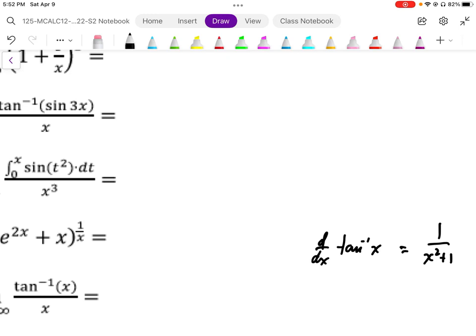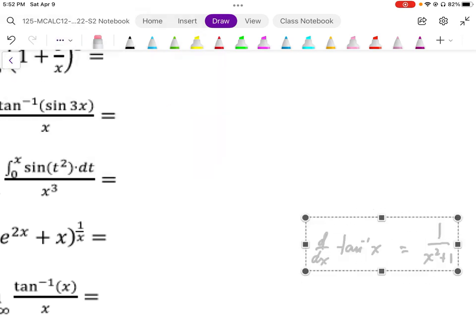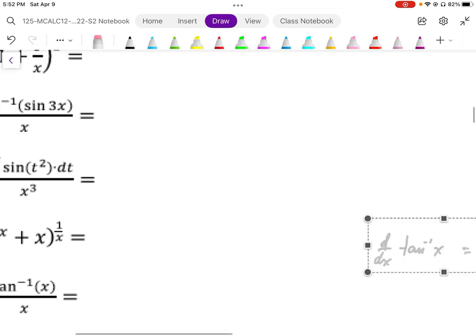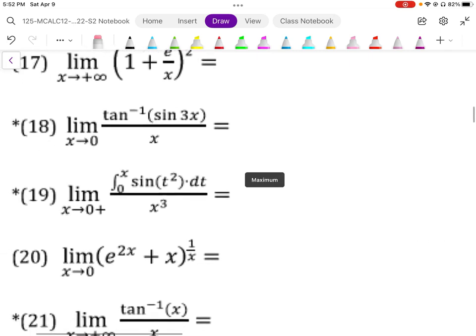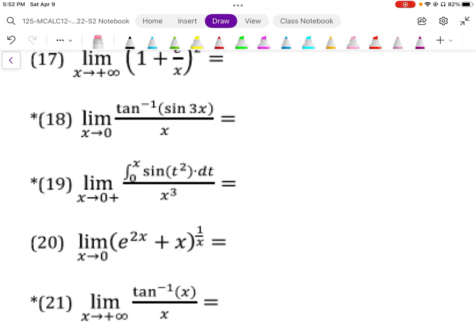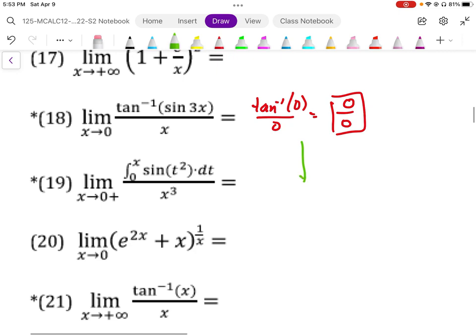So we're going to use this derivative to be able to evaluate this limit. Okay, so first of all, we need to test this. We're going to see what happens when we plug in 0. The sine of 3x is 0, so we end up with arctan of 0 over 0. That gives us 0 over 0, and there's our condition to be able to use L'Hopital's. So I'm going to apply L'Hopital's.